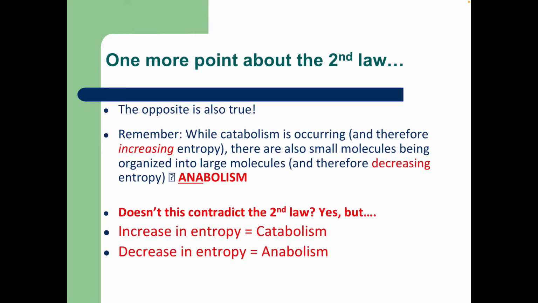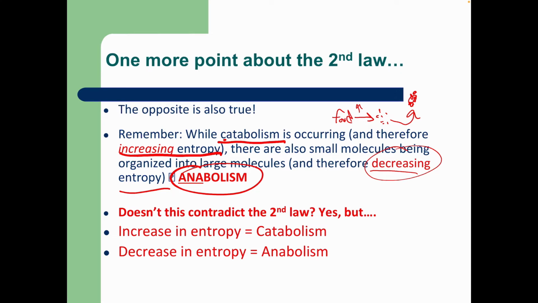So one more point here. The opposite is also true. Keep that in mind. So remember, while catabolism is occurring and therefore increasing entropy, there are also small molecules being organized into large molecules and therefore decreasing entropy through anabolism. So we break down that food into our molecules, so we have that increase in entropy. And then now we're going to take these and build my hemoglobin protein so I can transport oxygen. Therefore, we just took another reaction where we decreased entropy through anabolism.